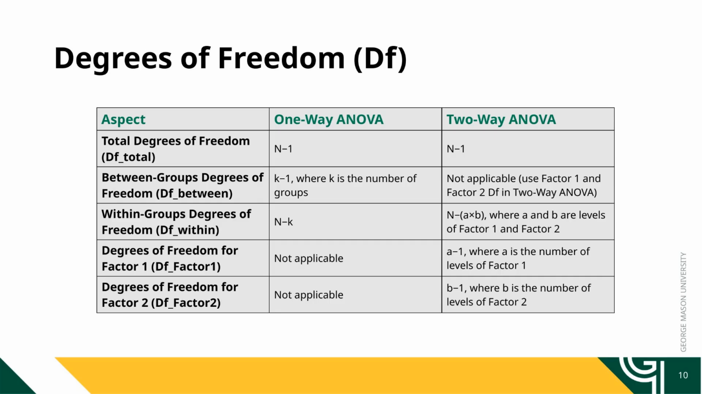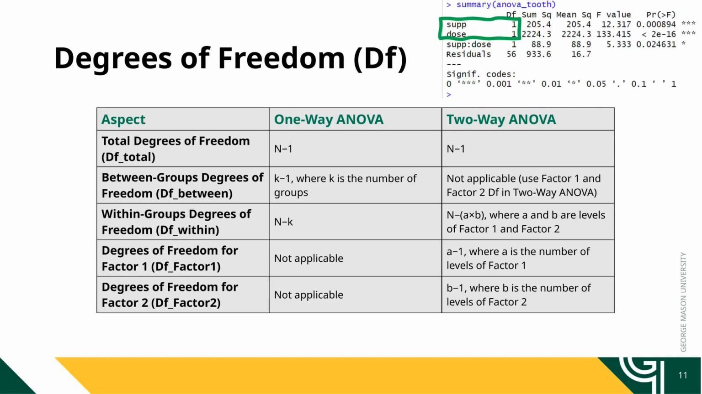In two-way ANOVA, the degrees of freedom for each factor represent the number of comparisons between its levels. For factor 1 with A levels, degrees of freedom is equal to A minus 1. The same applies to factor 2. In this example, factor 1 and factor 2 each have two levels. The degrees of freedom for both factors would be 2 minus 1, which is 1.